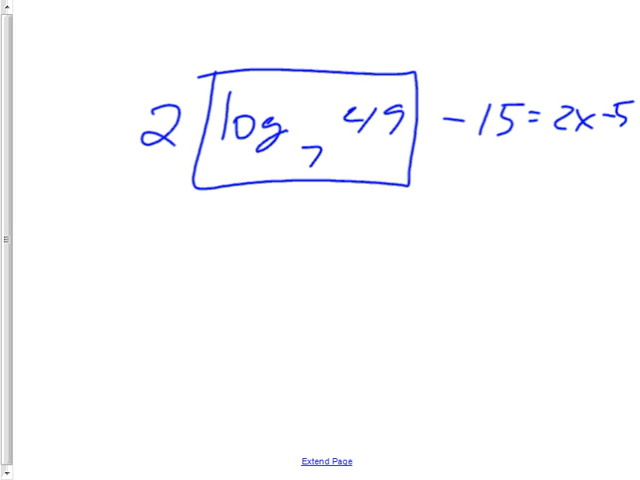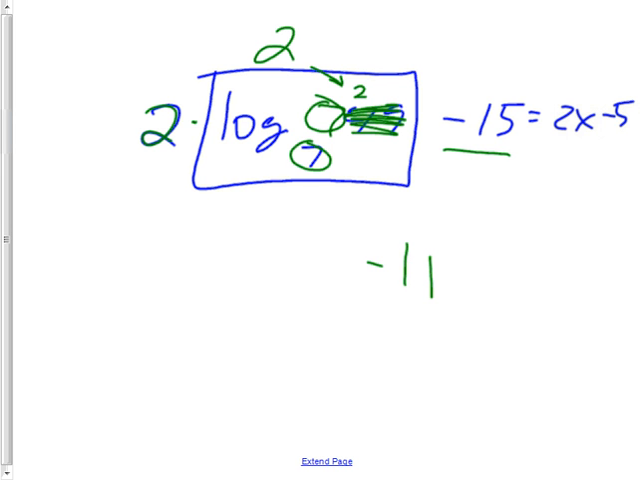Why? Because what's 49 really? 7 squared. And that means that if these two are the same, that's the answer. Remember that part? So if that whole thing is 2, 2 times this 2 is 4, and 4 minus 15 would be negative 11, right? Negative 11 equals 2x minus 5. Then you add 5 to both sides. You'll have negative 6 equals 2x. Then you divide by 2, negative 3.